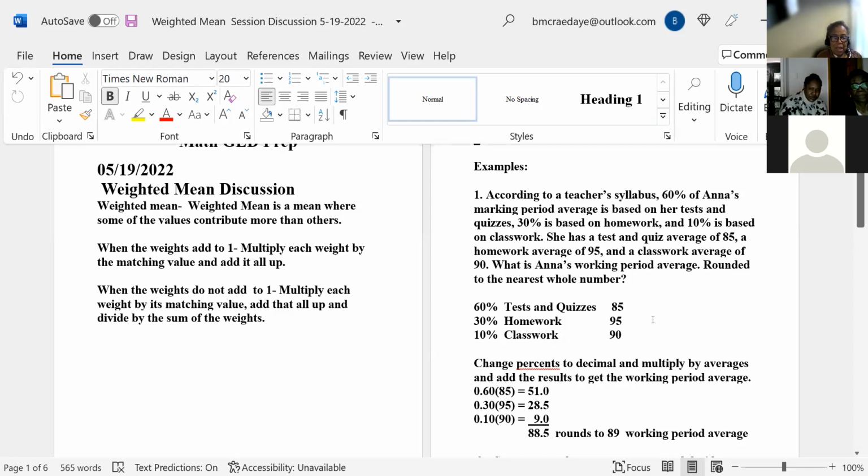Whereas the regular average would have been 85 plus 95 plus 90. Somebody tell me, what is the regular average? If you didn't weight it, what would it be? Add those three. 270. You add that, you've got to divide that by 3. What is that, Alva? What's 270 divided by 3? Mental math.